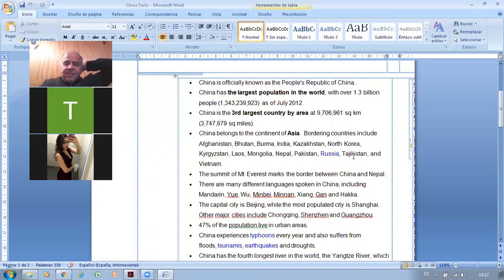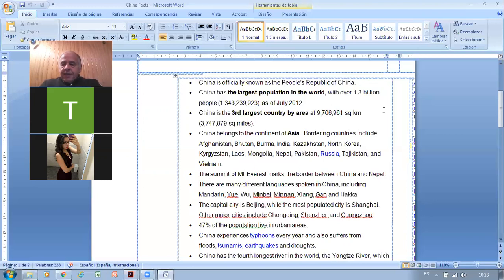Continue. The summit of Mount Everest marks the border between China and Nepal. Okay. So the summit. Do you know what is the summit? The highest part, the top of the mountain. So the top of the mountain is the border between China and Nepal.